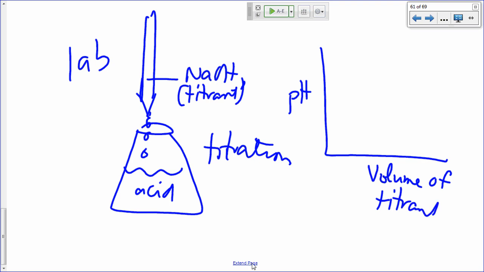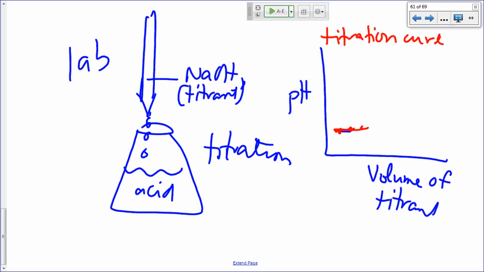If you were to monitor the pH of this mixture, what will happen? You start off with just acid, right? So you start with a low pH, and then the pH will gradually increase, okay? And you can calculate what the pH would be at every point in your titration if you want. If you make a plot like this, you get what's called a titration curve.